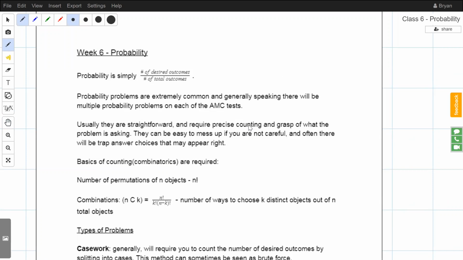For example, if you're rolling a die and you want the probability of a 1, there's only one way to roll a 1, and there are 6 different rolls you can have. So the probability is just 1/6, and that is the basic concept of probability.